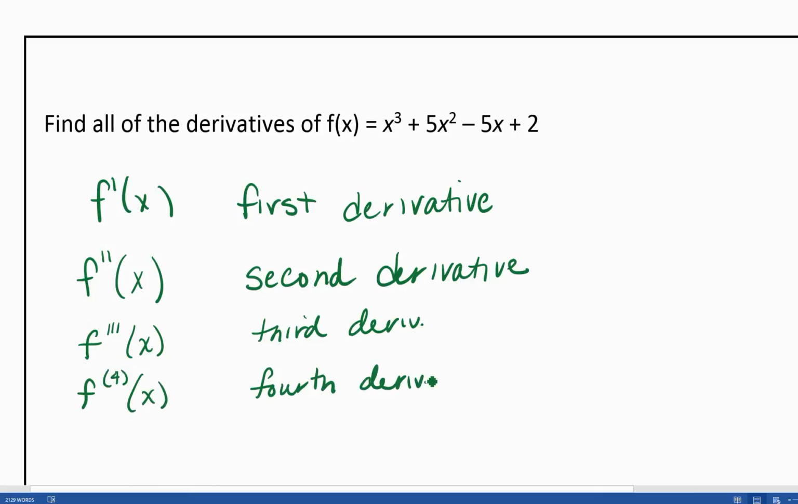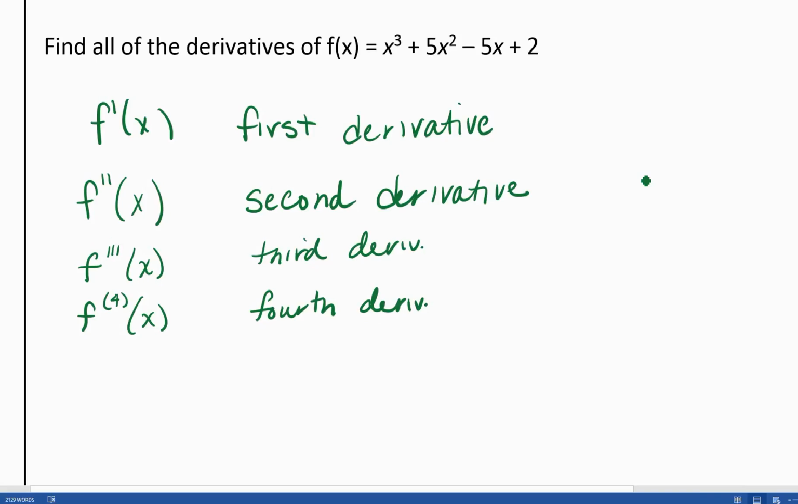So when it says find all the derivatives, what that is saying is take the derivative as long as you can. If it ever just becomes 0 over and over again, then you don't need to keep going.